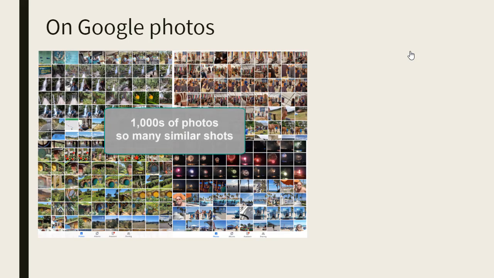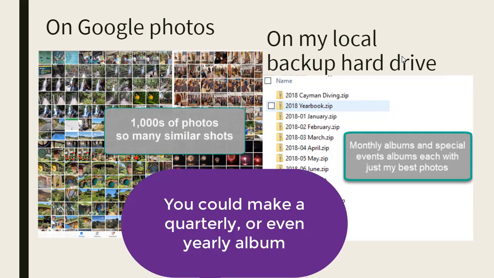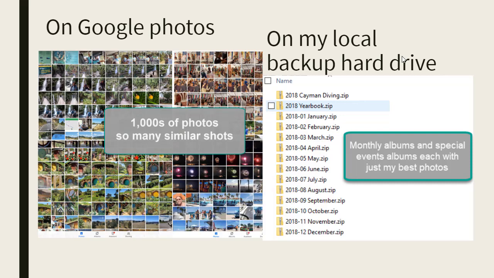But here's the deal. Google Photos stores all of my photos. I have thousands and thousands and so many similar shots. I don't need to have all of those, and I don't want all of those on my hard drive. I have a plan of making a monthly album of just my best shots, and those albums I do download from the cloud in Google Photos to a backup hard drive on my computer. Let me show you how.